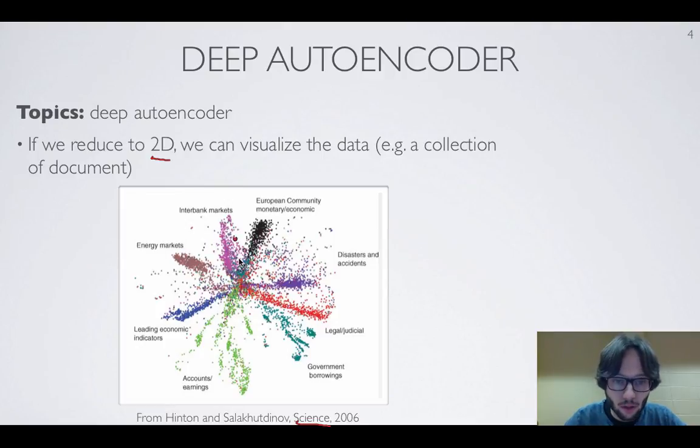And we see that it seems to learn to essentially put together documents that talk about similar things. Say disasters and accidents, legal, judicial, government borrowings, account earnings, and so on. The color represents these different classes, and we see that they are close together in this 2D visualization of the original data. Okay. So that's a deep autoencoder.